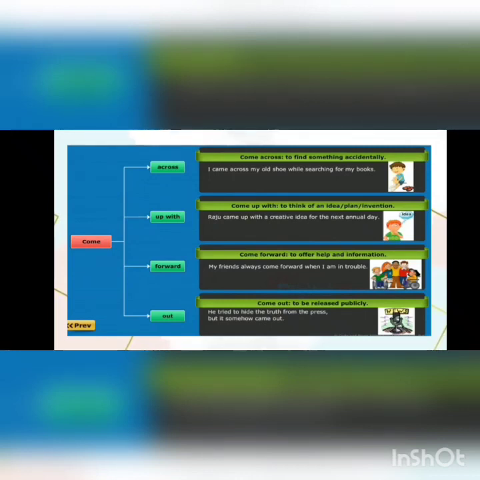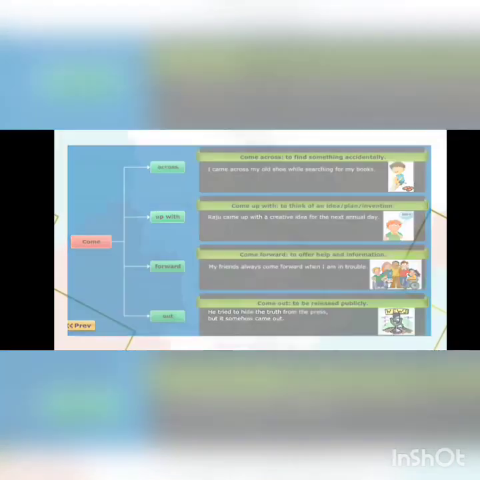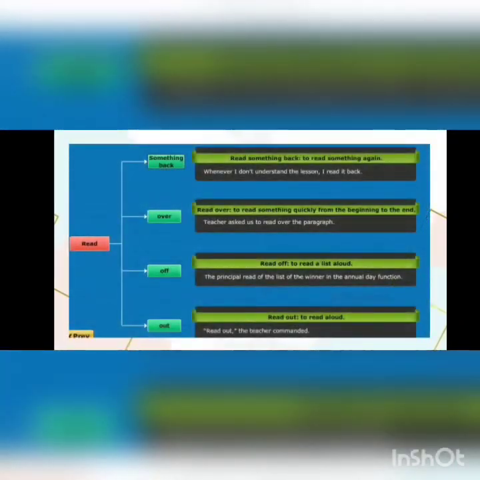Let us see one more example, students. Now let us see the different phrasal verbs that are made from the verb read and read the meanings. Read something back means to read something again. For example, whenever I don't understand the lesson, I read it back.